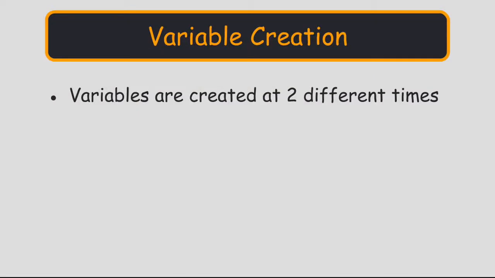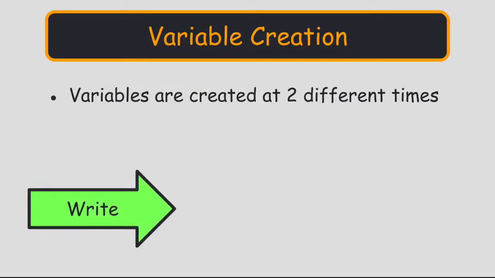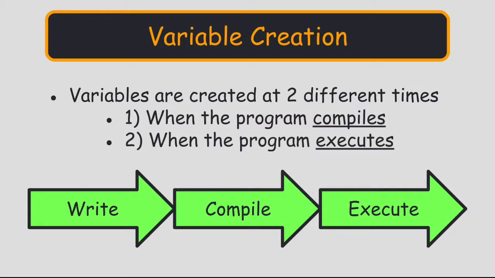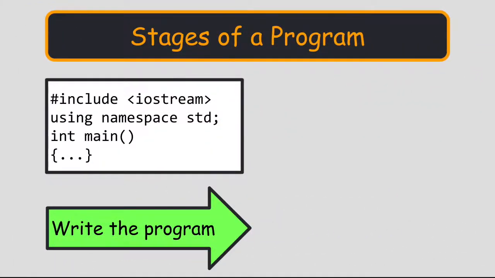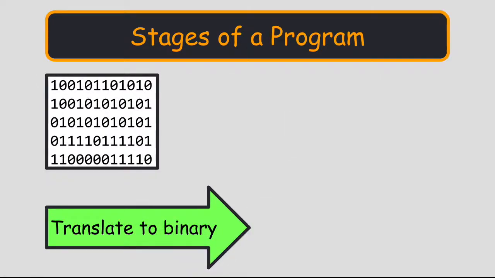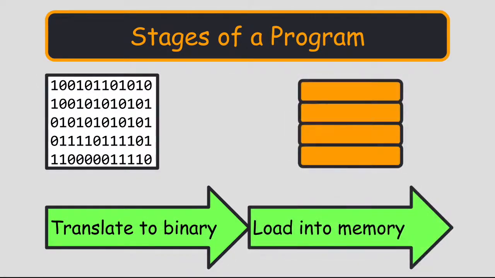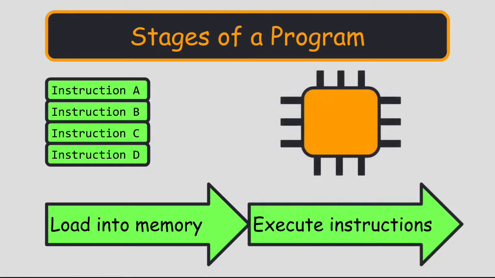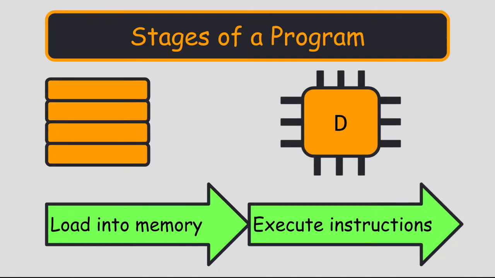In C and C++, there are 2 times in which variables are created. The first time is when the program compiles. The second time is when the program runs. After you write a program, the compiler translates the code into machine-level instructions. Those instructions are then loaded into the computer's memory. Finally, those instructions are fed into the processor so that they can be executed in sequence.